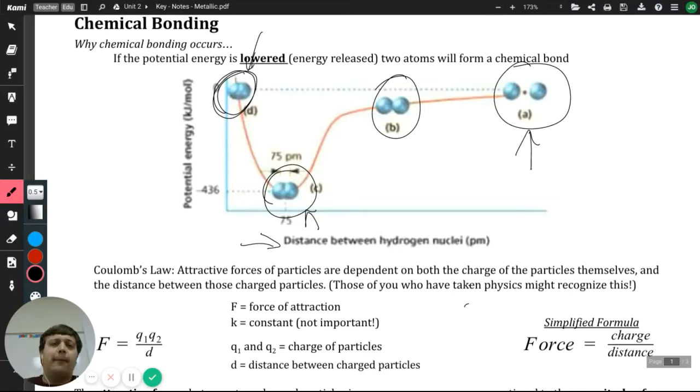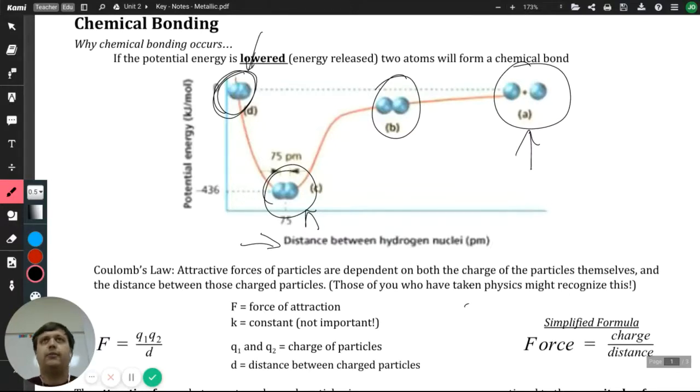So what happens when we get them to that perfect distance, where they're close enough that there's going to be some attraction, but there's not going to be so much attraction that they're trying to slam into each other? Okay, because what happens when they would slam into each other? Now we've got that repulsive force that's occurring again, and so they're going to slowly start to move away.